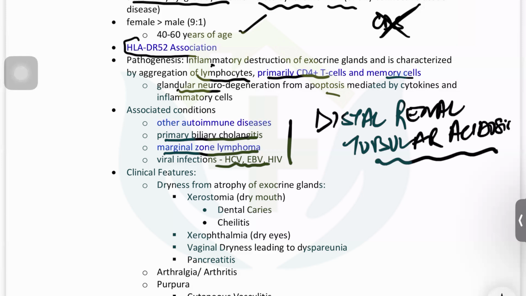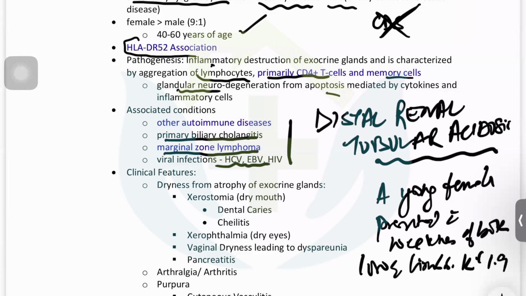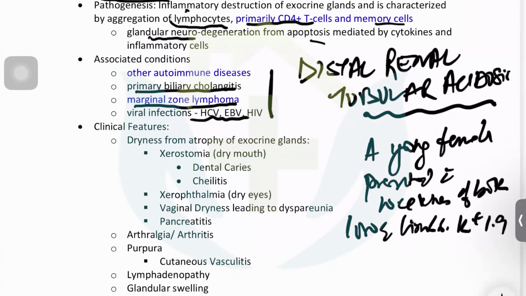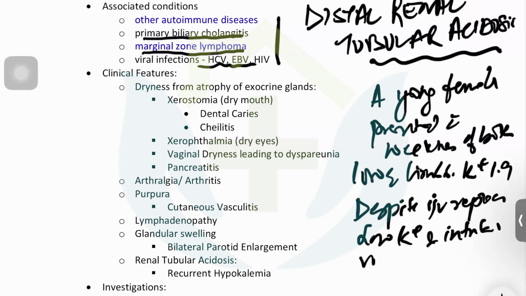So there was a question 2 years back that a young female presented to the hospital with weakness of both lower limbs. She was found to have potassium of 1.9. Despite IV therapy, IV replacement, the patient continued to have low potassium levels and eventually got intubated and had to be put on a ventilator.